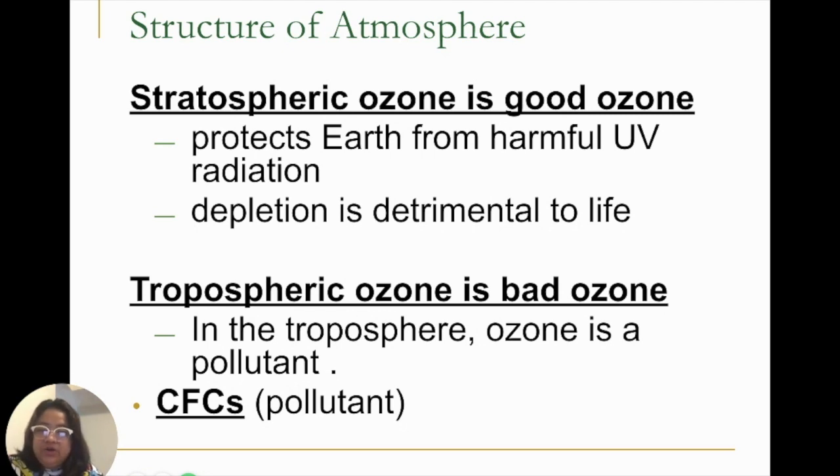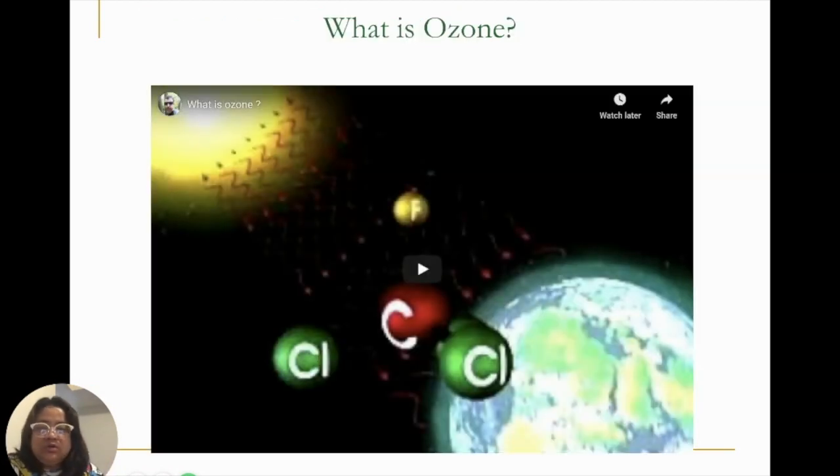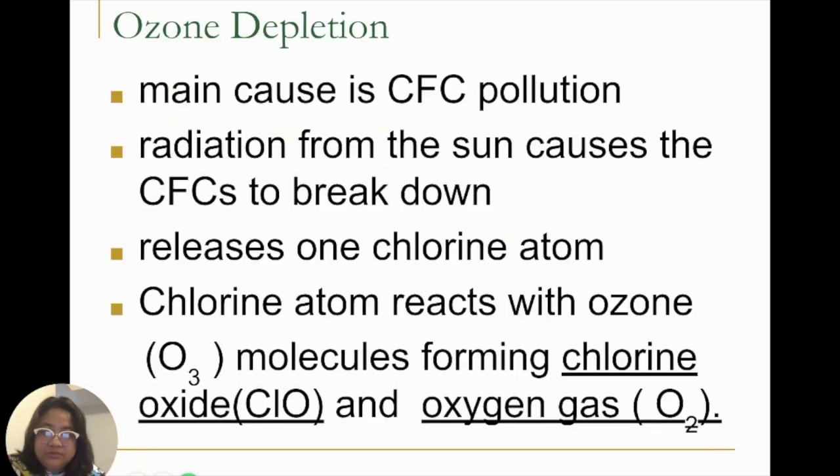Tropospheric ozone is bad ozone. In the troposphere, ozone is a pollutant. So we don't want ozone in the troposphere. We just want ozone in the stratosphere. Another example of a pollutant is CFC, chlorofluorocarbon. Okay, so what is ozone? Let me show you what ozone is by watching this video.